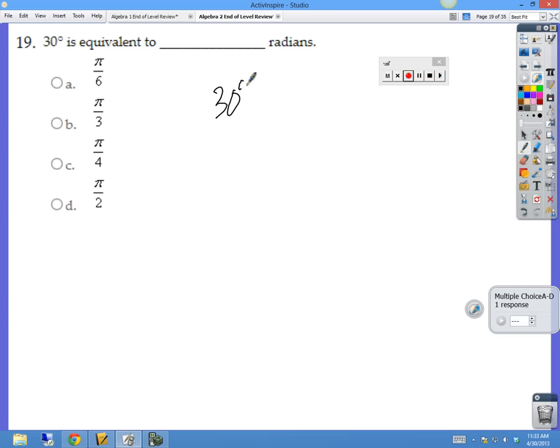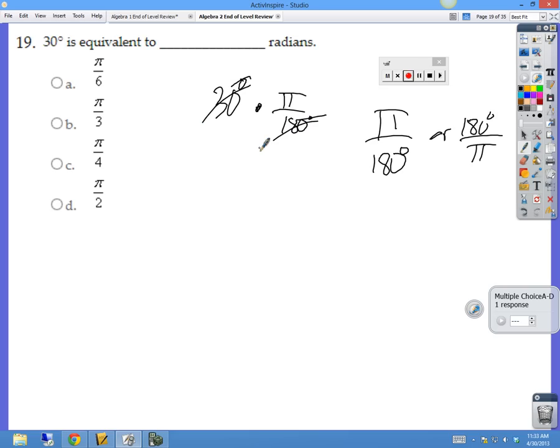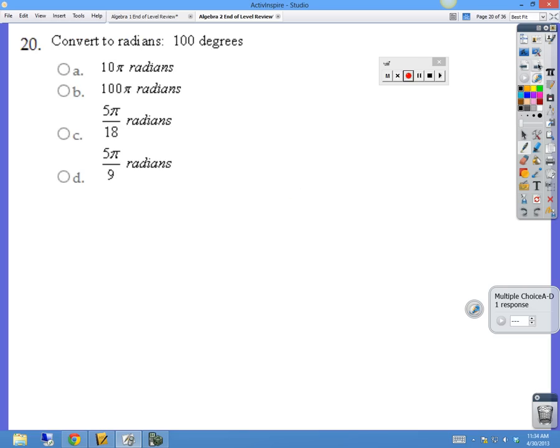Okay, 30 degrees. So you're going to multiply always either by pi over 180 degrees or 180 degrees over pi. And this one you've got to choose pi over 180, so your degrees will cancel. 30 divided by, cross cancel your 30 and your 180, so it's going to be pi over 6. What about this one? What about going the other way?